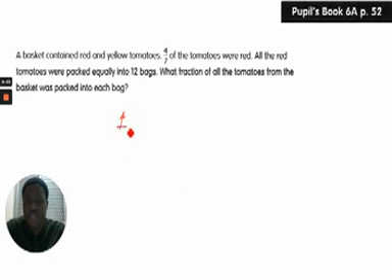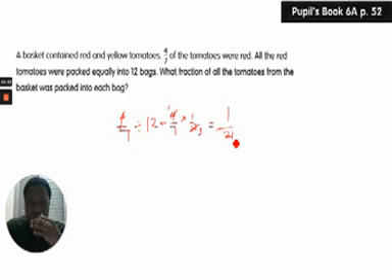So we have 4 over 7 divided by 12. Now this is equal to 4 over 7 multiplied by 1 over 12. 4 goes into itself 1 and can go into 12 3 times. This is going to give us 1 over 21. So the fraction of all the tomatoes from the basket packed into each bag is 1 over 21. I hope you understand.